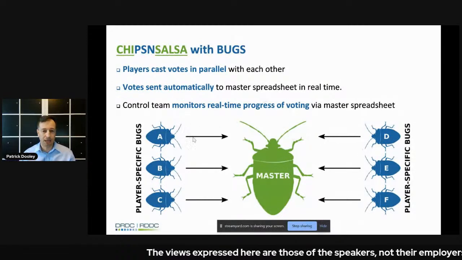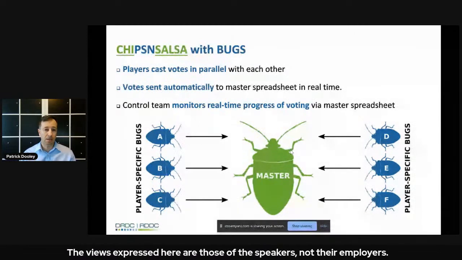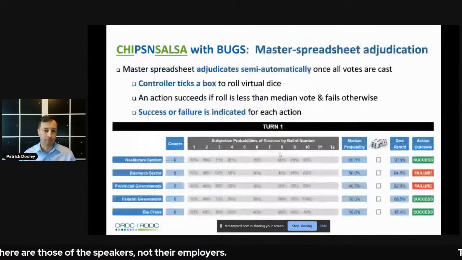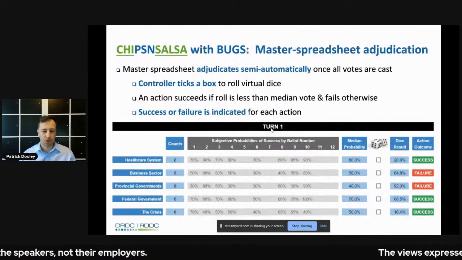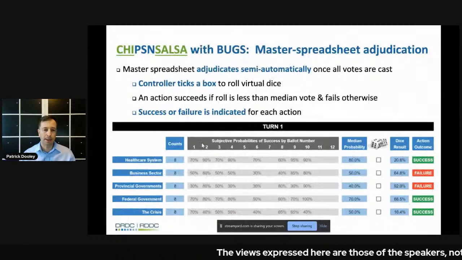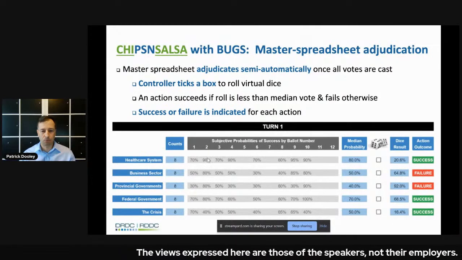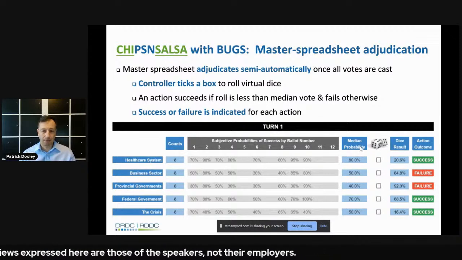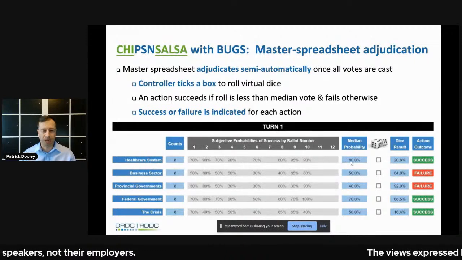And as these votes are being cast in real time, they're being moved to the master spreadsheet that the control team is watching. So here's a look at that master spreadsheet operated by the control team. Again, various tabs, they're all turn-based. And in gray, you see where the votes will come in from the players. As that is happening, the sheet is automatically calculating the median probability of these, so the central value.